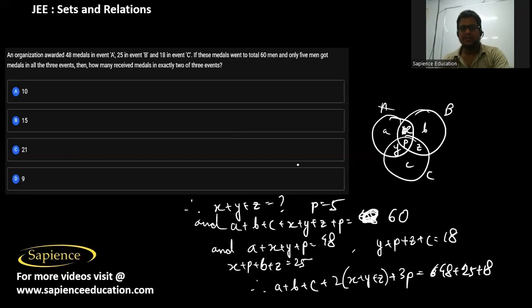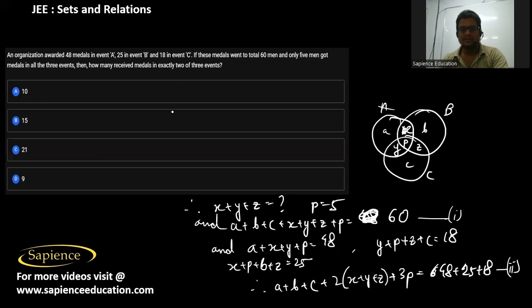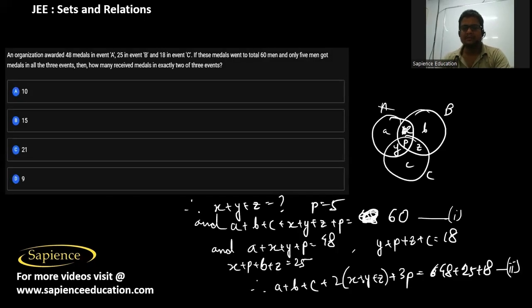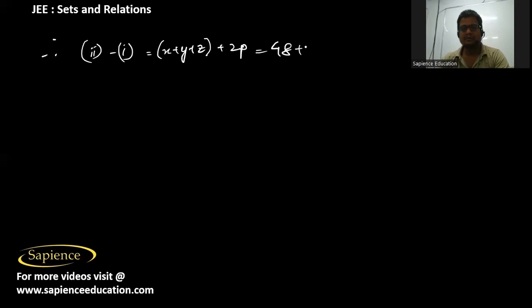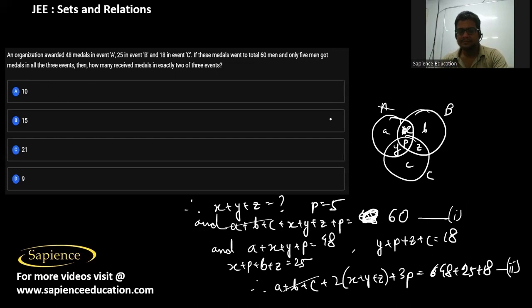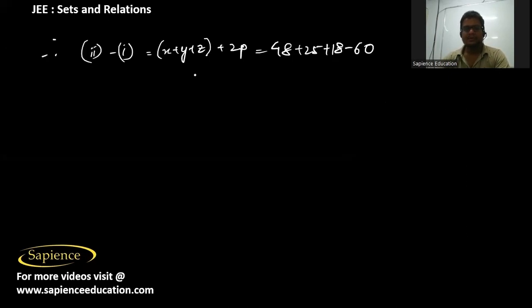So now, therefore, if we subtract this first equation from second equation, so if you do second minus first, then we will get x plus y plus z plus 2p. 3p, since a plus b plus c will get cancelled, and 3p minus p is 2p. So that will be 48 plus 25 plus 18 minus 60. And p is 5, so 2p is 10.